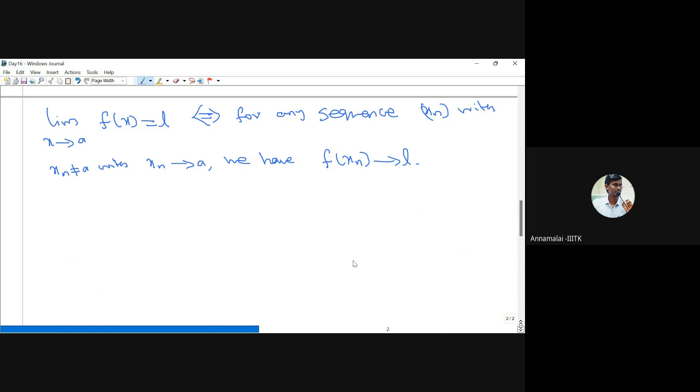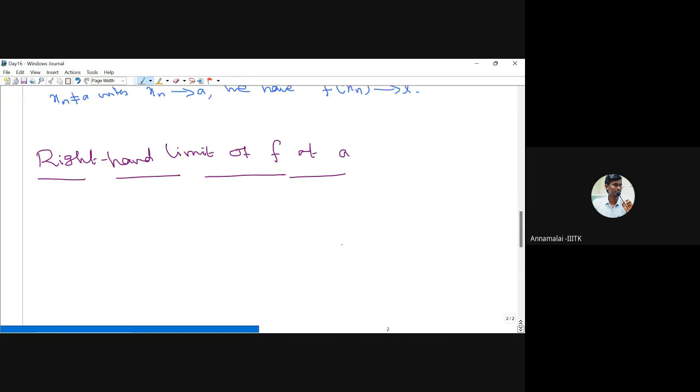First, the right hand limit. What is the right hand limit of a function at the point? The right hand limit of f at the point A, we denote the limit as x tends to A plus of f of x, exists.